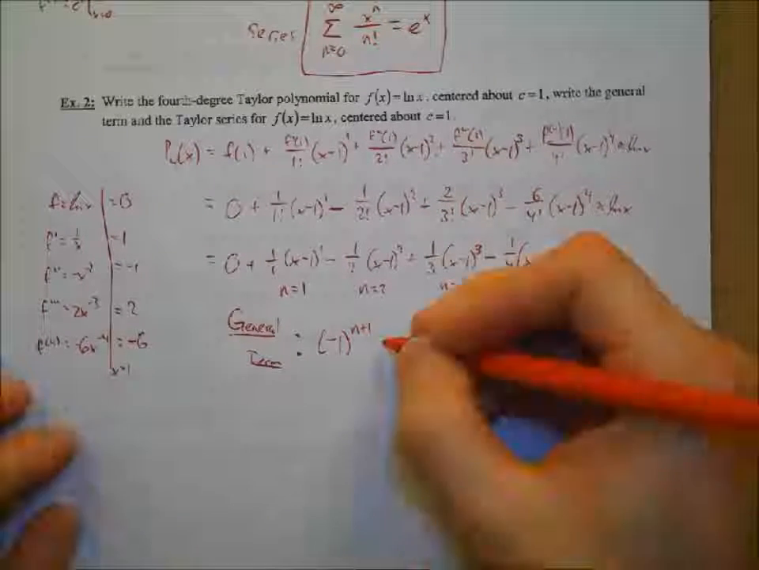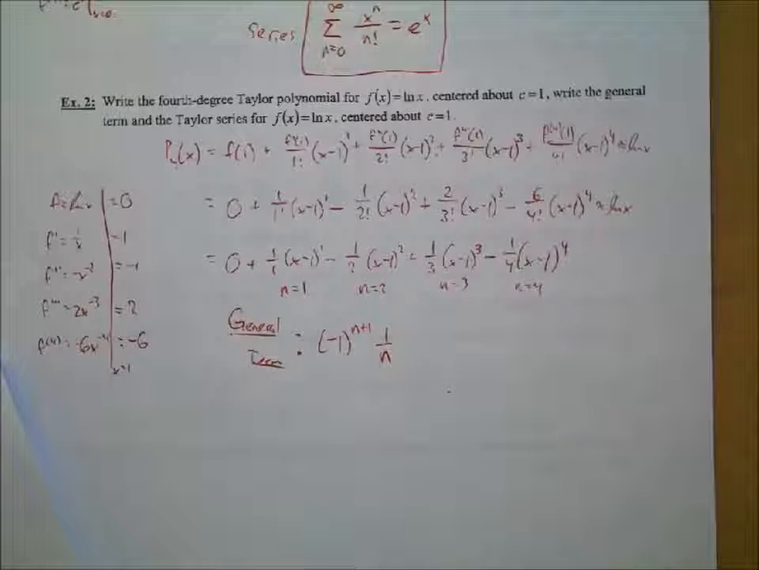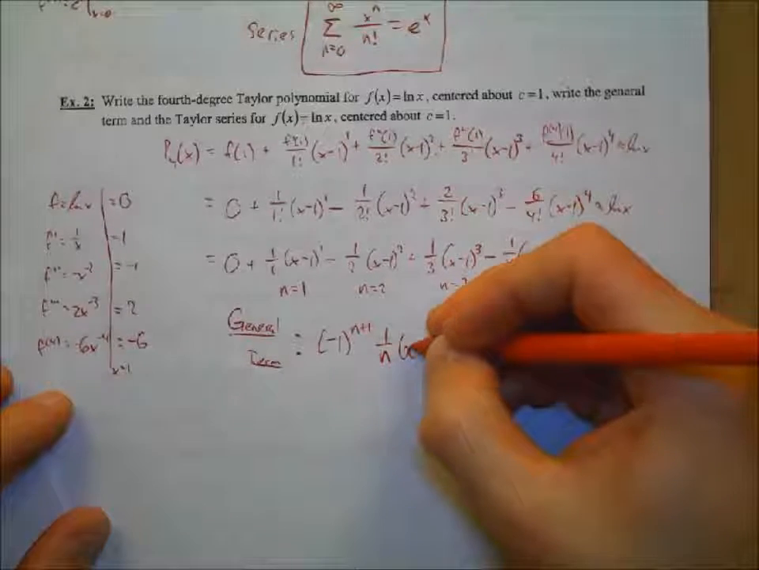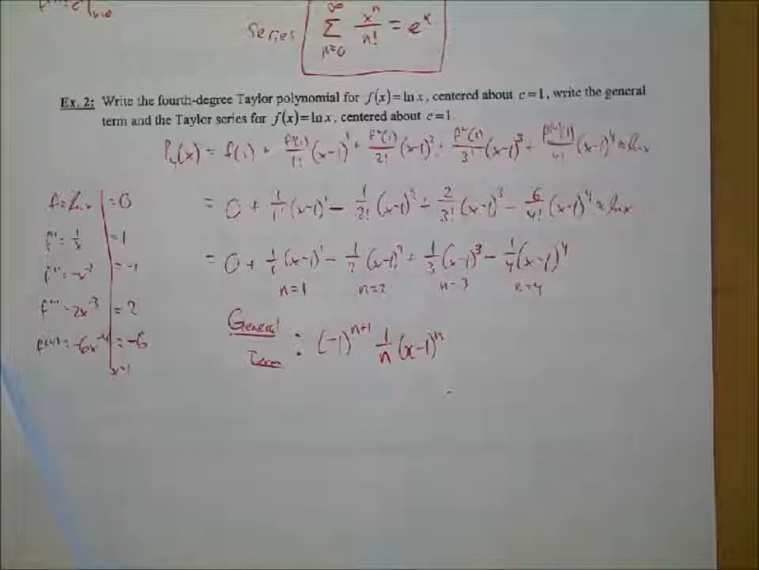1 over n. Then I also see our polynomial, our algebraic term, and how do we account for that? x minus 1 to the n, exactly right. So there's our general term, a piece at a time.